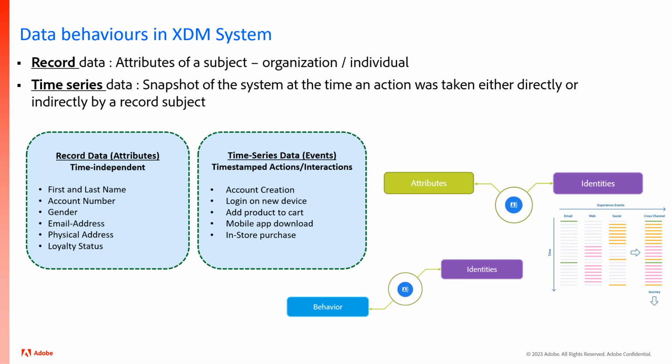Record data provides information about the attributes of a subject. A subject could be an organization or an individual. Time series data provides a snapshot of the system at the time an action was either taken directly or indirectly by a record subject.